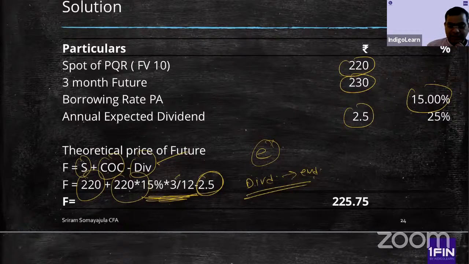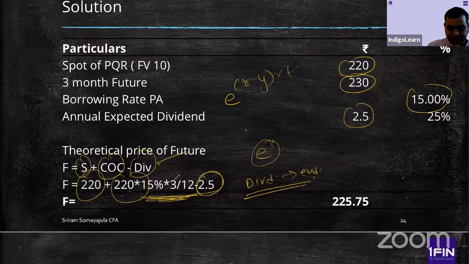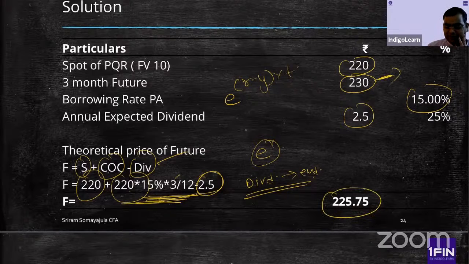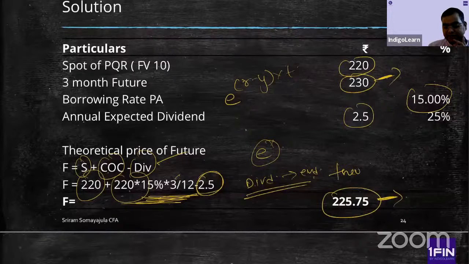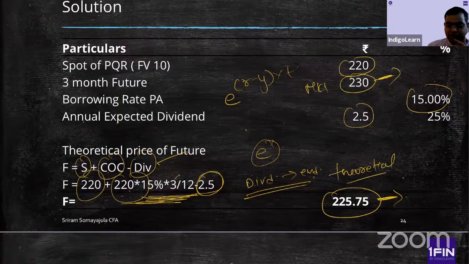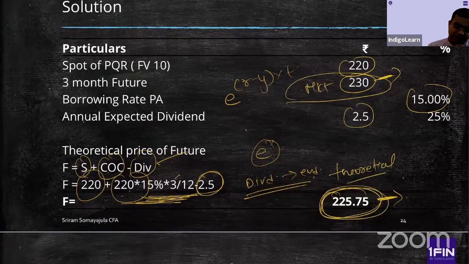This can also be e power (r minus y) into t. You can do it that way also, but here I've done it on simple interest just for you to understand this whole process. So if you do it this way, you get 225.75 as the future value. But the 3-month future is quoting at 230. This is known as the theoretical price, and this is known as the market price of the future. The future is trading at 230, whereas the theoretical price you compute is 225.75.